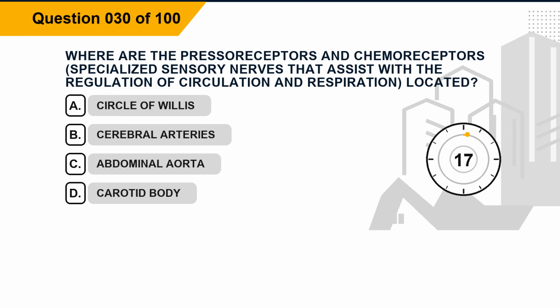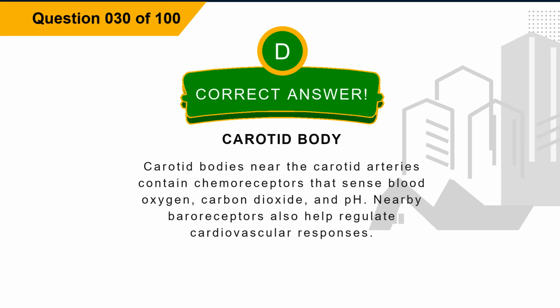Question 30. Where are the pressoreceptors and chemoreceptors, specialized sensory nerves that assist with the regulation of circulation and respiration, located? Option A, circle of Willis. Option B, cerebral arteries. Option C, abdominal aorta. Option D, carotid body. The correct answer is option D, carotid body. Explanation. Carotid bodies near the carotid arteries contain chemoreceptors that sense blood oxygen, carbon dioxide, and pH. Nearby baroreceptors also help regulate cardiovascular responses.